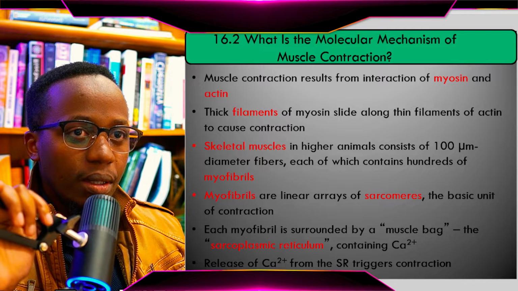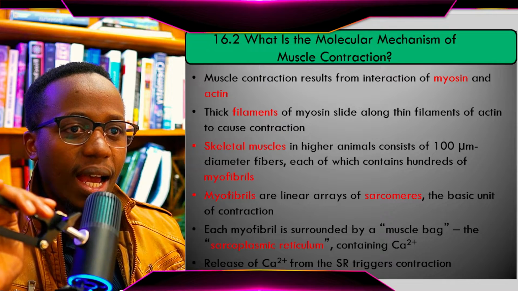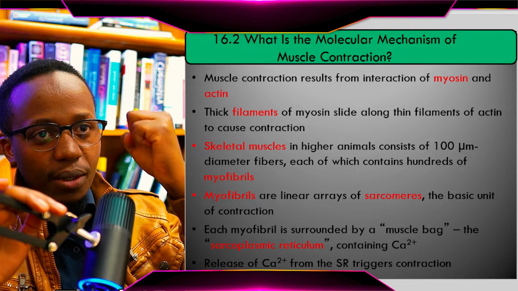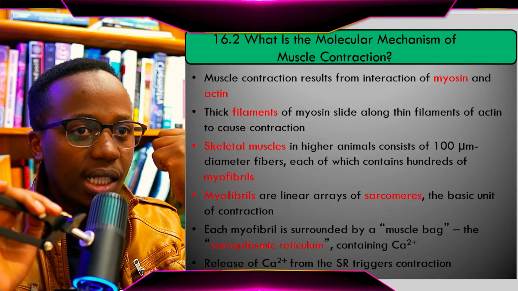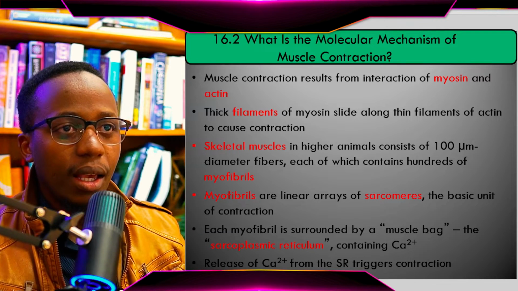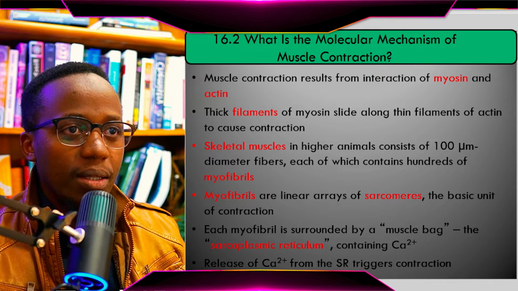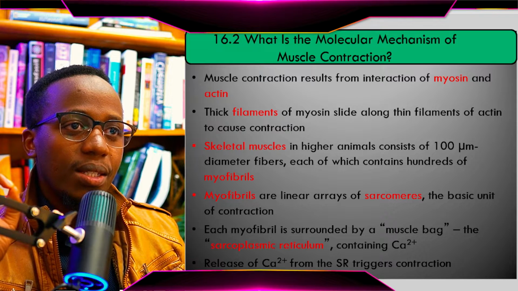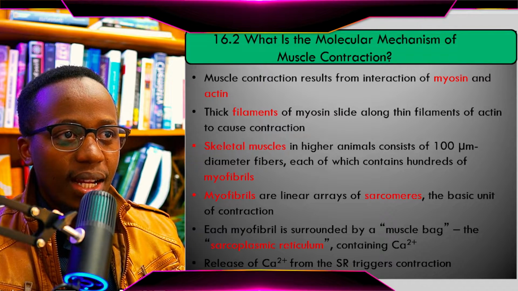So have you ever thought about the things that happen for you to contract your muscle? Right? For you to contract your muscle and have this force and this energy, where does it come from? What happens? And what happens is, of course, proteins. What proteins? Myosin and actins, right? These ones are proteins, but they look like filaments, really, right?